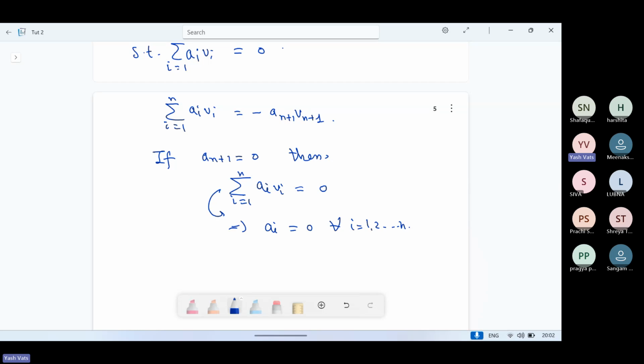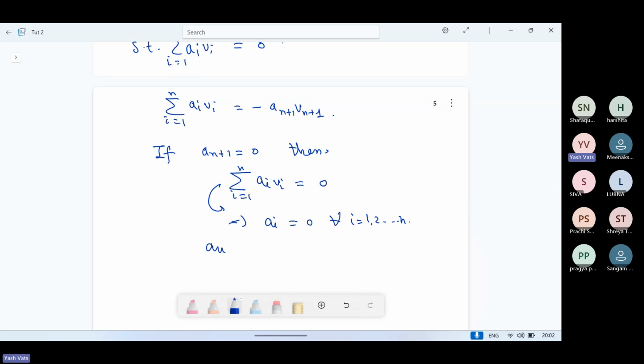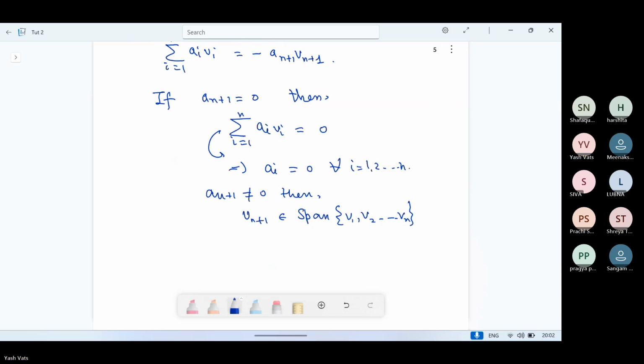Yes, you're right. But if a_{n+1} is non-zero, then v_{n+1} belongs to the span of v1, v2 up to vn. But what does this imply? Then the set v1, v2 up to v_{n+1} is linearly dependent.